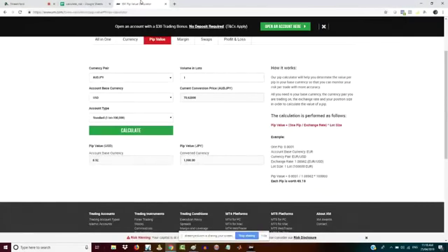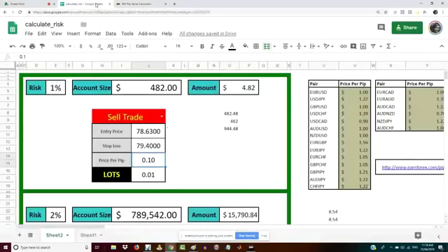There you have it. So $8.92 for a standard lot, which means with a micro lot it's going to be 8.9 cents. We'll round that up to 9 cents. Okay, 9 cents for a micro lot, really. A mini lot would be 89.2 cents.